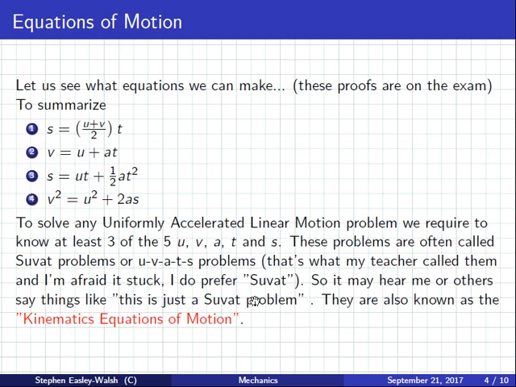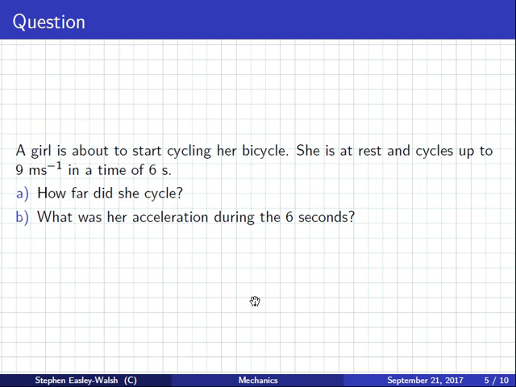Okay, so here is our first example. Not too crazy. A girl is about to start cycling her bicycle. She's at rest and cycles to 9 meters per second in a time of 6 seconds. Before we start, what are the things we know? What letters do we know? Initial. Yeah, so which letter is that? U. Yeah, we know the U. What's the U? 0.